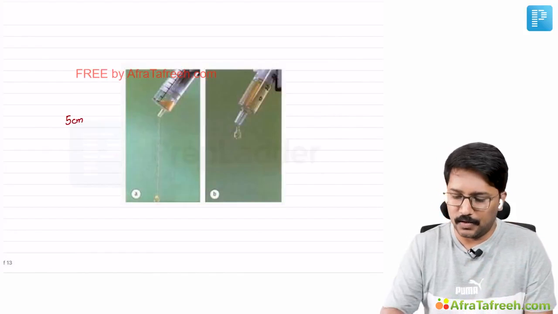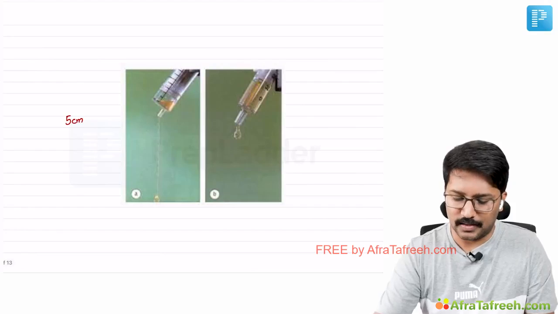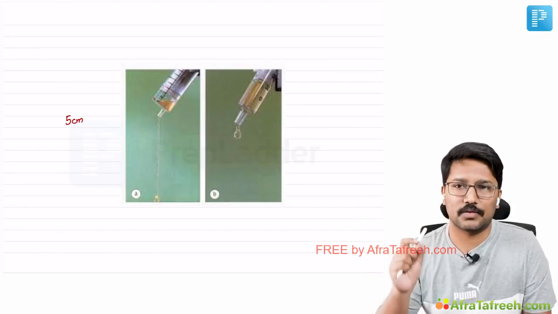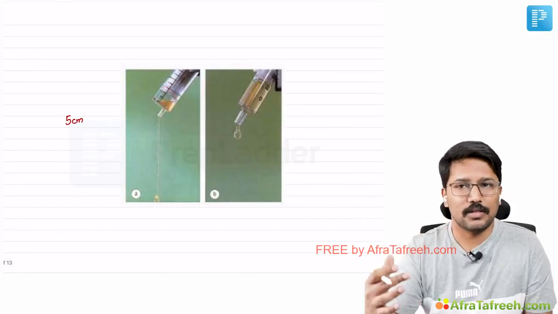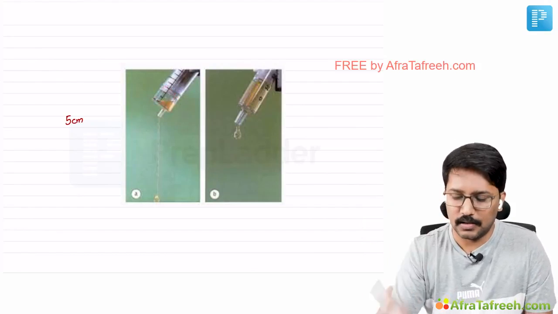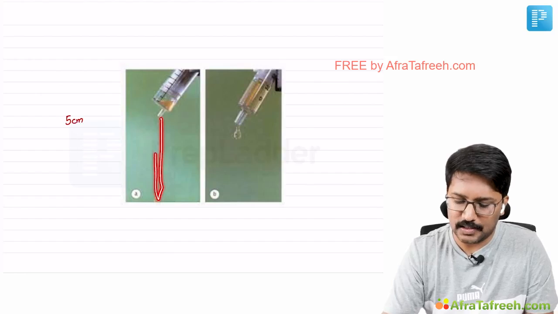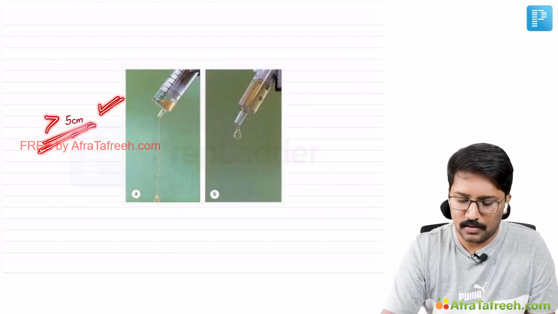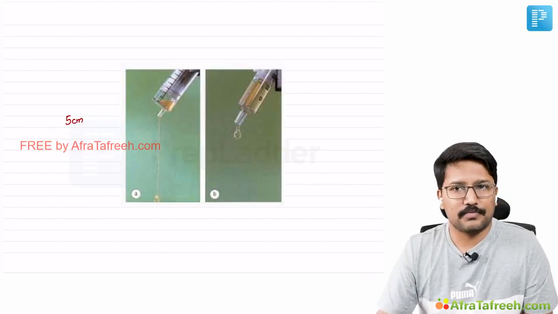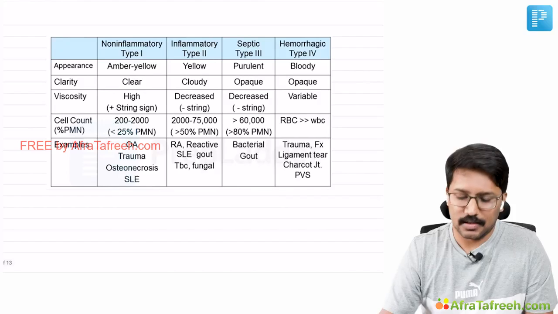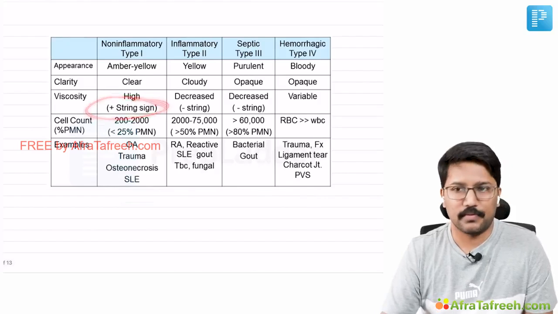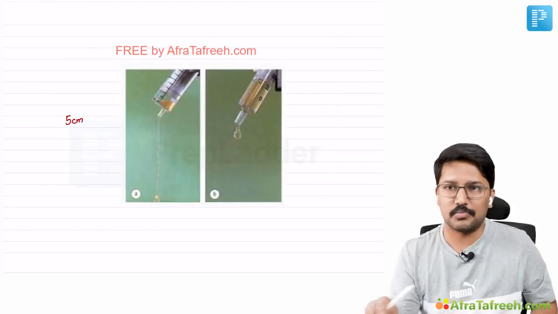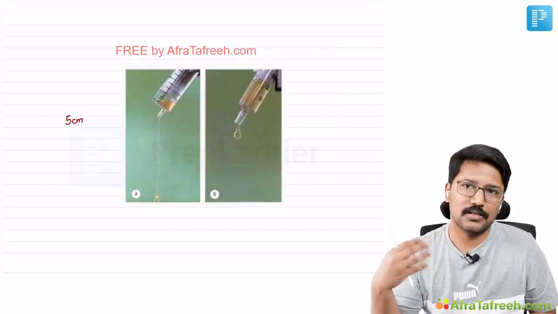So what is the string sign? When you take the synovial fluid in a syringe and you drop it, it usually forms a string when the viscosity is high. This string will easily stretch more than 5 centimeters. So when it is stretching for more than 5 centimeters, you can say there is high viscosity and the string sign is positive. When it is breaking before that, when it is not able to stretch for 5 centimeters, that means the viscosity is low.